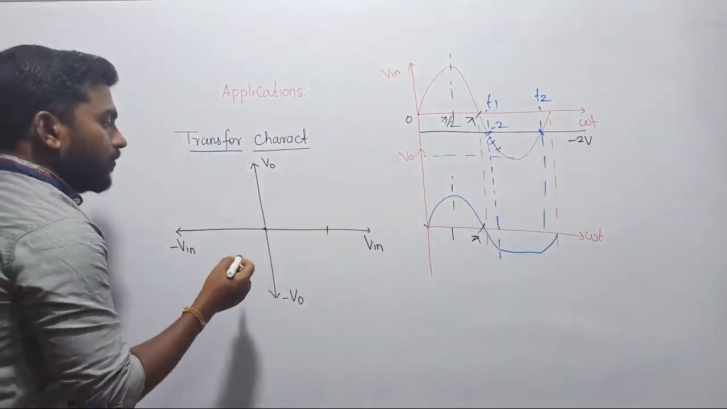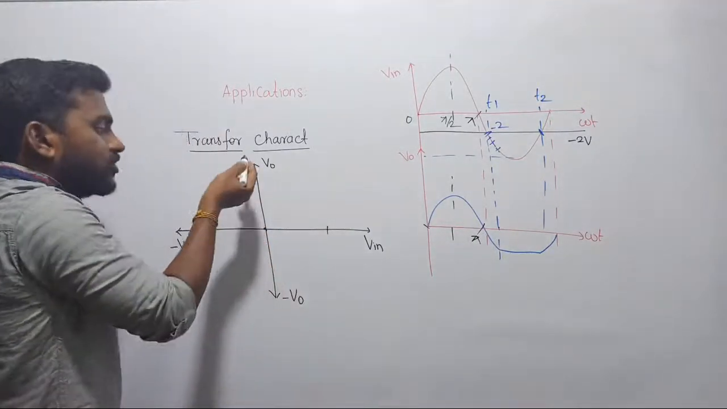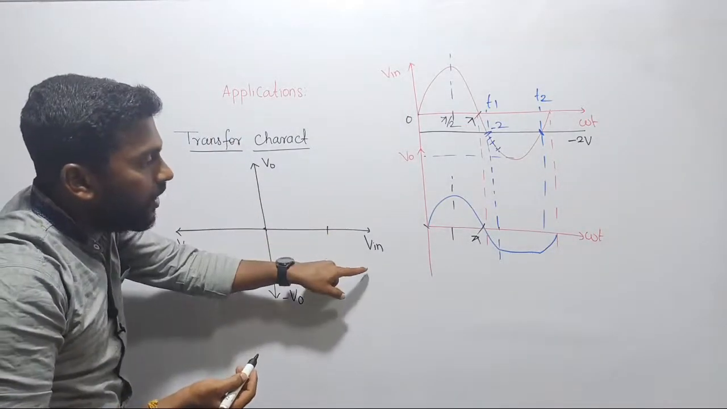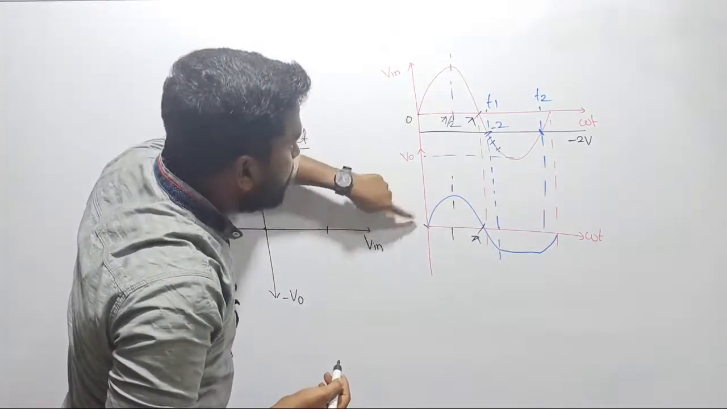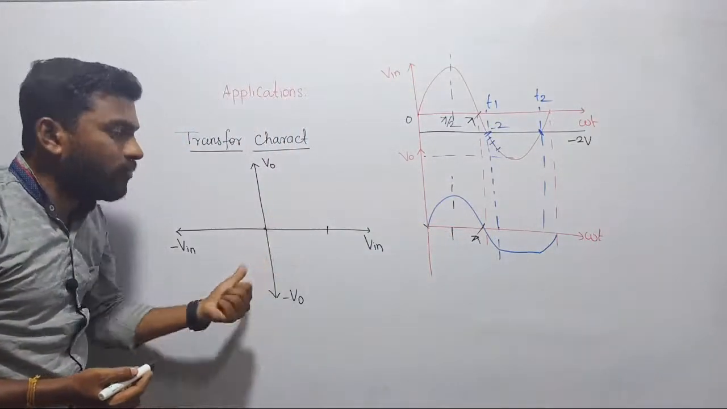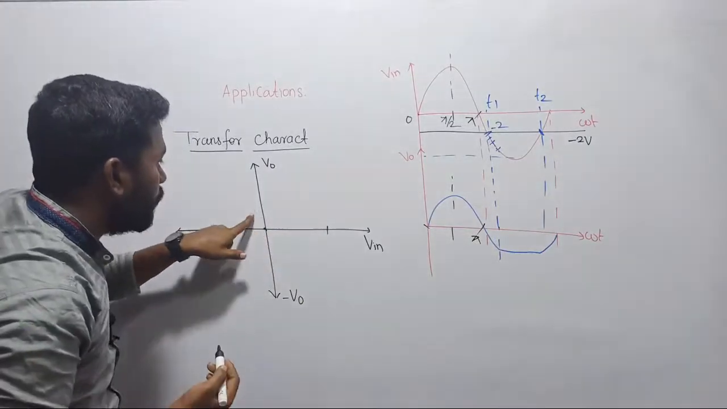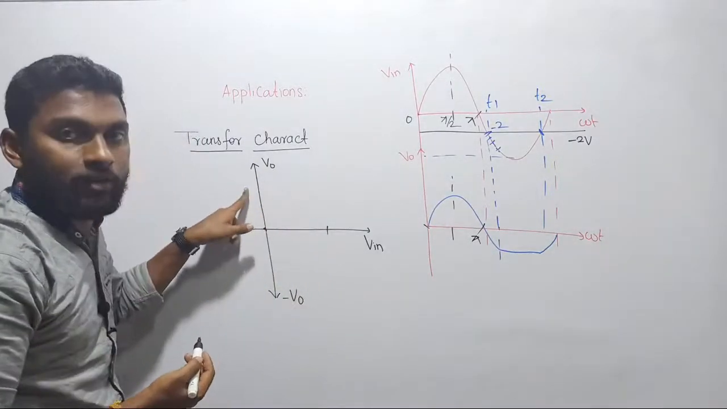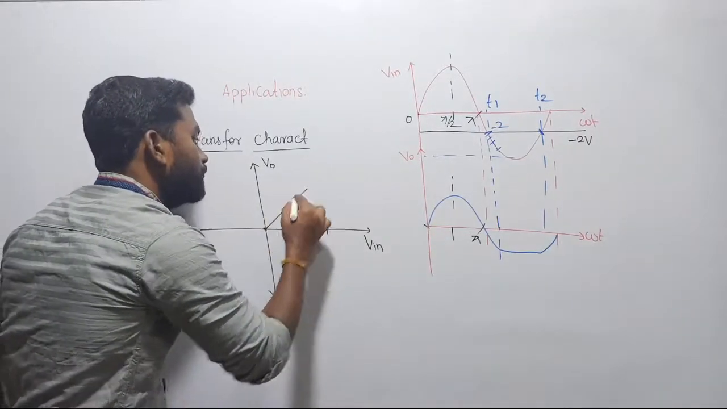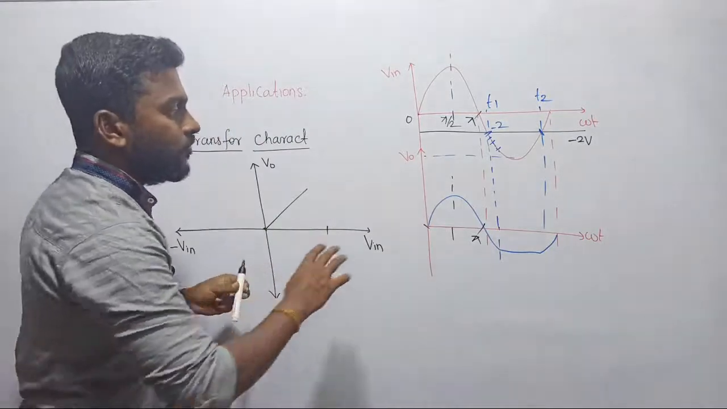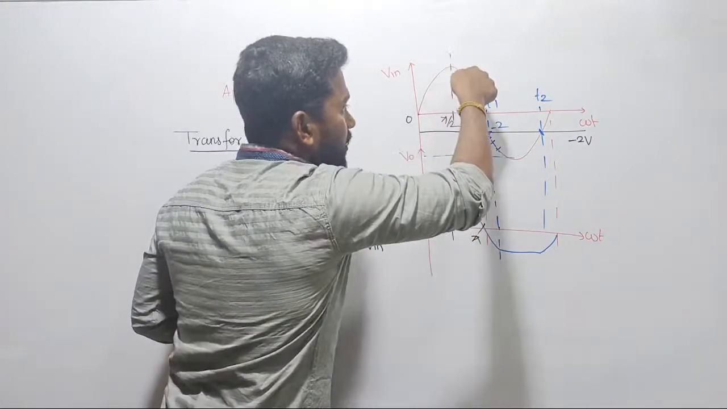Yes. When I am increasing the input voltage, output voltage will also increase with the same proportionality. If your input is 0, output is 0. Input 1, output 1. Input 2, output 2. Input 10, output 10. So what type of waveform will you get here? This is a ramp waveform. Am I correct?